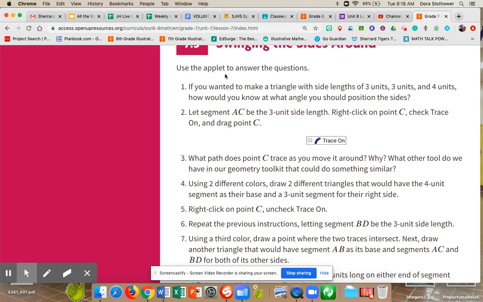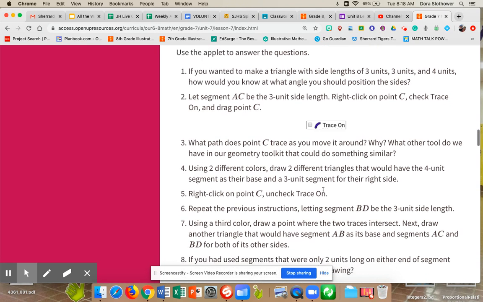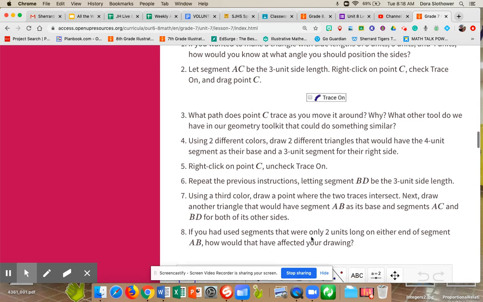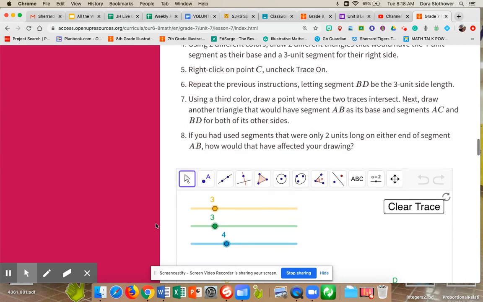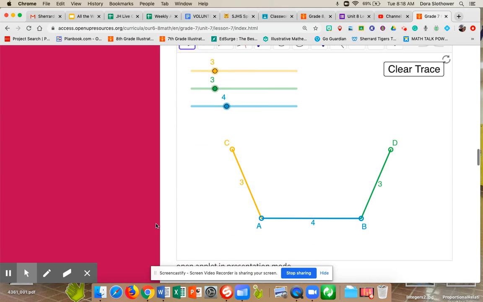Okay, and there's a trace here, so keep reading that. You read through this all by yourself, and then we'll go here. So I'll pause the video so you can read all that information that we just went through.